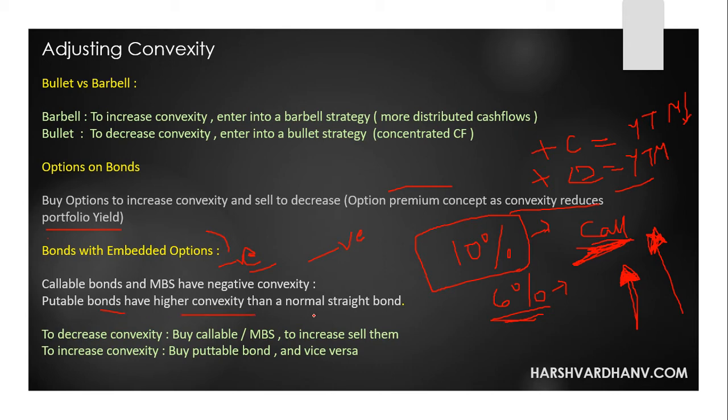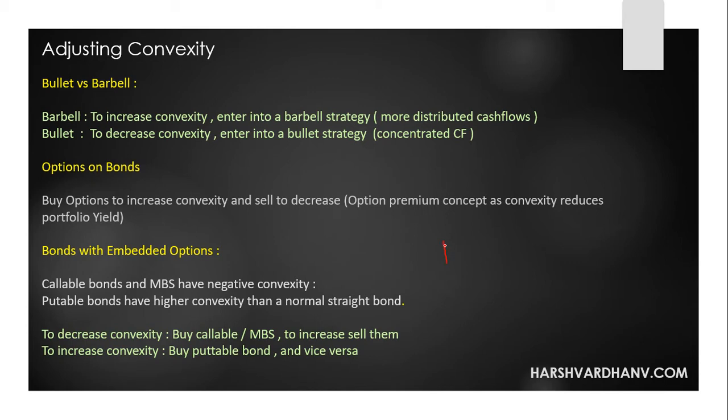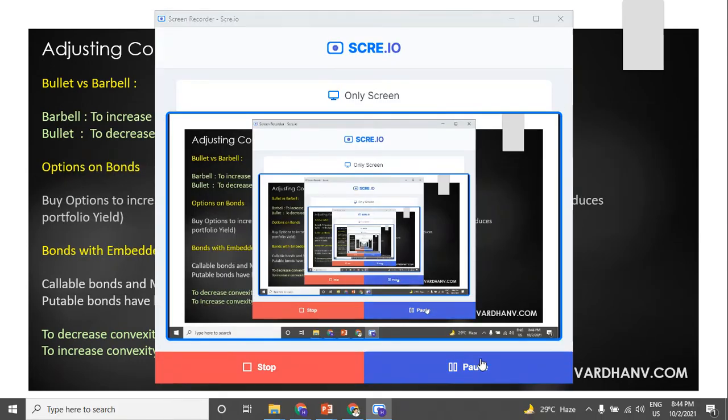Puttable bonds have higher convexity than a normal straight bond. It's very simple. Suppose you bought a bond at say 8%, at a price of 99. Now the interest rate goes to 10%. The yield is rising. So what will happen to the price?